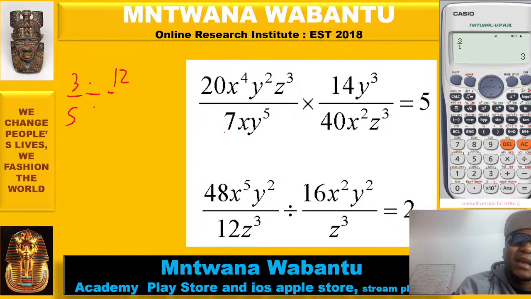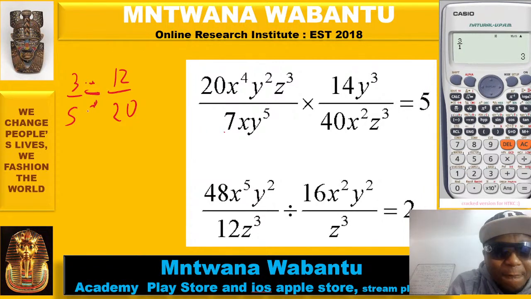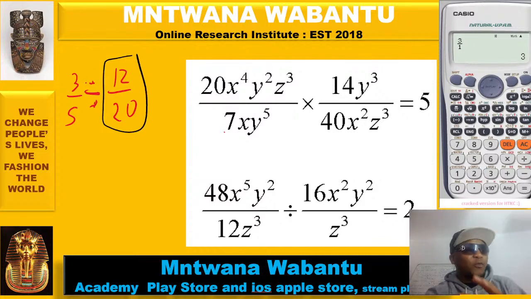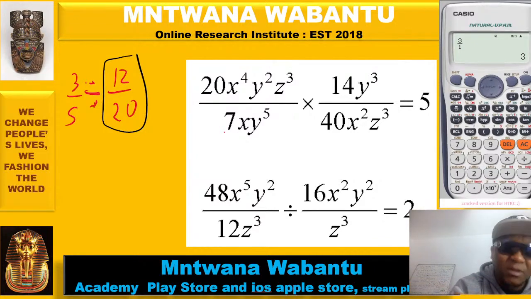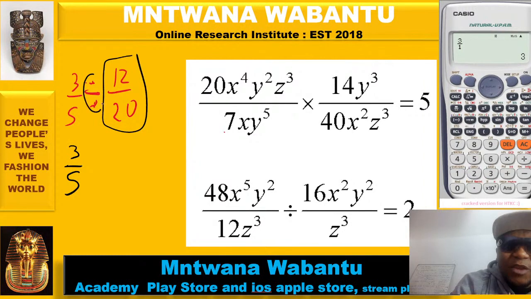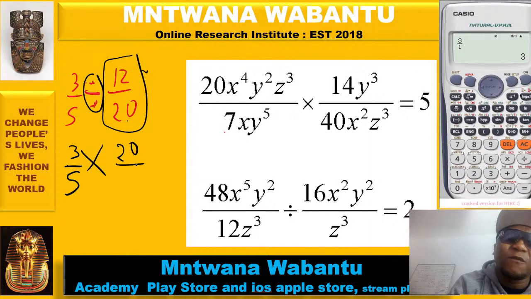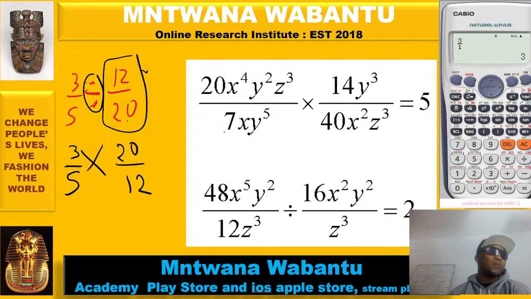So this is a normal fraction. You know why I do this? Because we're going to apply it now in solving. Don't worry about the first one, focus on this one. So this is 3 over 5, and you see this division? Write it as a multiplication, and then flip the second one. This second one flipped is going to be 20 over 12. That's what you should remember.